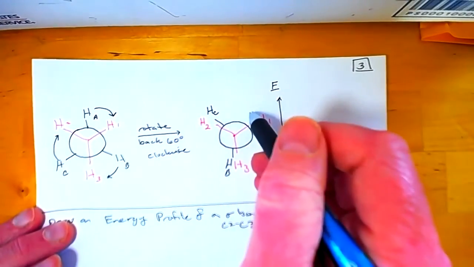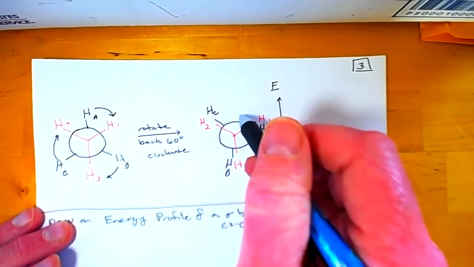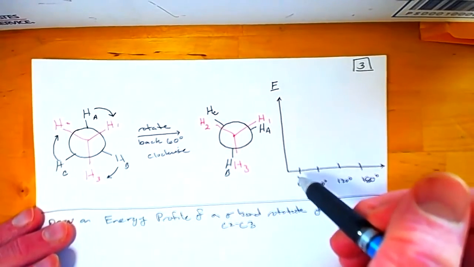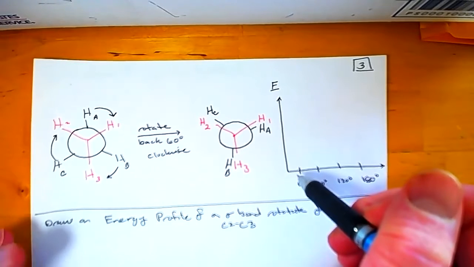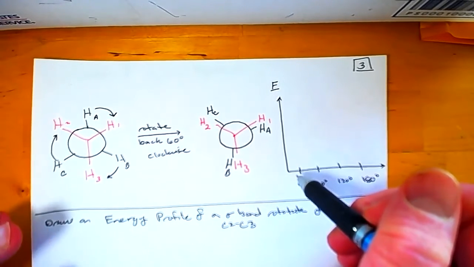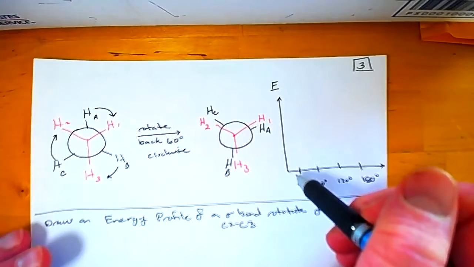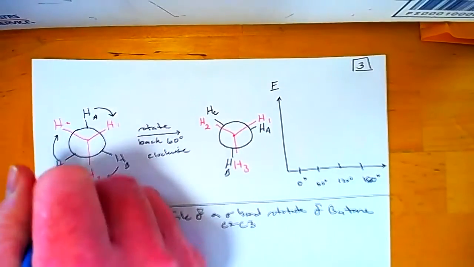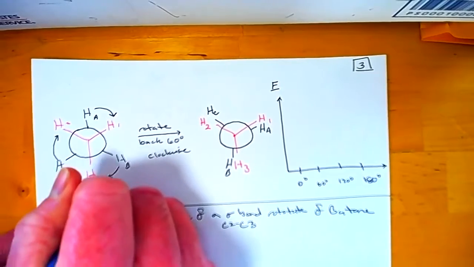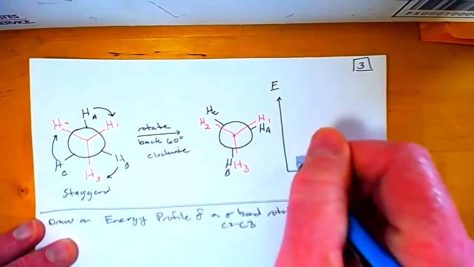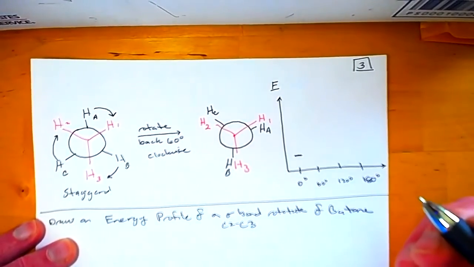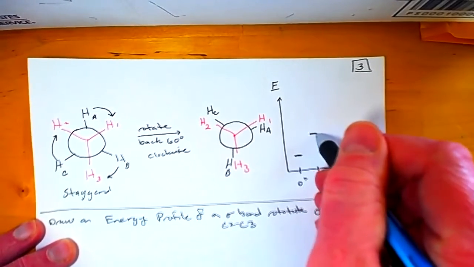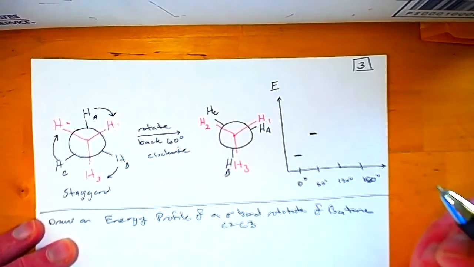Now, if you were to continue to rotate this, then they're going to go out of eclipsing, and then they're going to go back into eclipsing. So you can see that there's going to be some kind of sine wave interaction here where it's going up and down in energy, okay? So when we start off here in this fully staggered conformation, this is going to be a relatively low energy conformation. And that energy is going to increase until you reach a maximum point at 60 degrees where all of the groups are eclipsing.